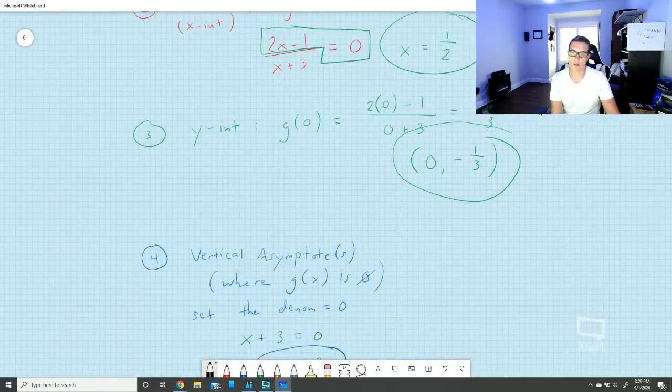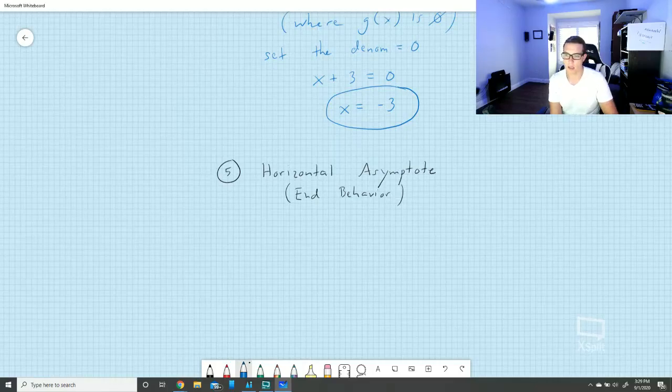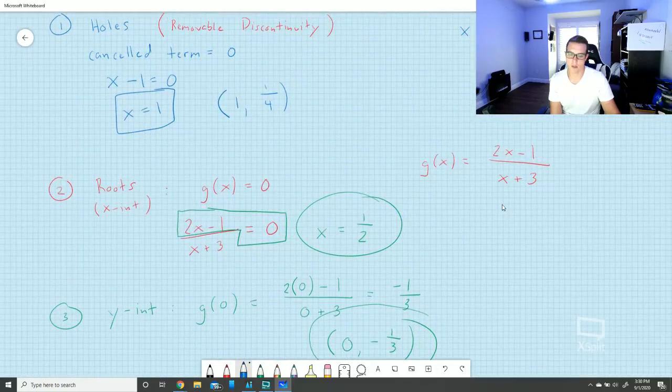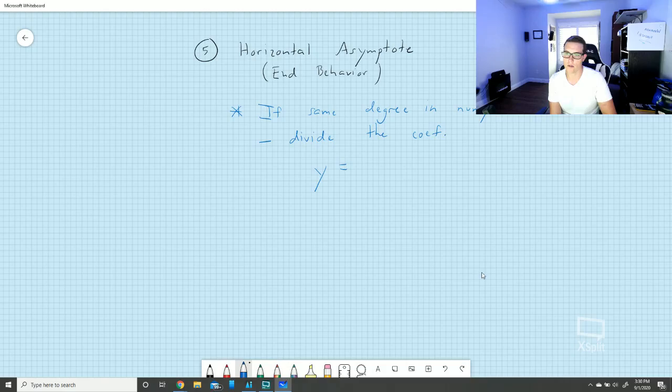Coming back to the function, I wrote it right here. To find the horizontal asymptote, this is one case where if the powers are the same, so you notice the x is to the first and the x is to the first, when the powers are the same, so that's what's going on in this problem. If the powers are the same, so the same degree in the numerator and the denominator, which is happening in this problem, you're going to divide the coefficients. We're literally just going to divide 2 divided by 1, divide the leading coefficients, and you get 2. So in this case, the horizontal asymptote is at 2.